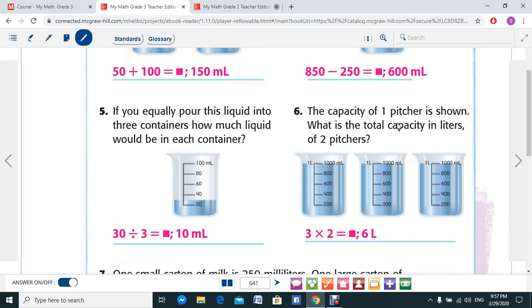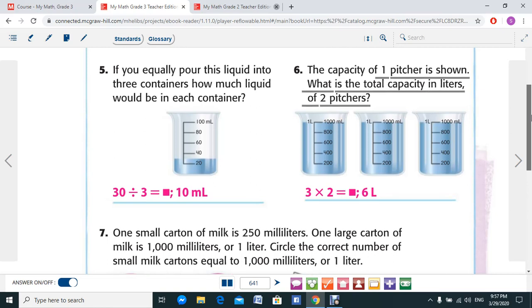So they told us that one pitcher, as in the picture, means the 3 of them. So one pitcher contains 1, 2, 3 liters. We want 2, so it is 2 multiplied by 3 or 3 multiplied by 2, which equals 6.